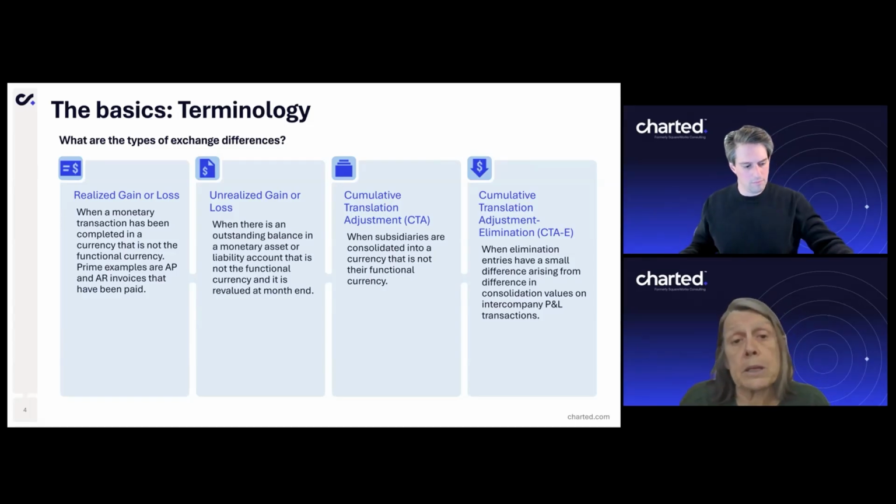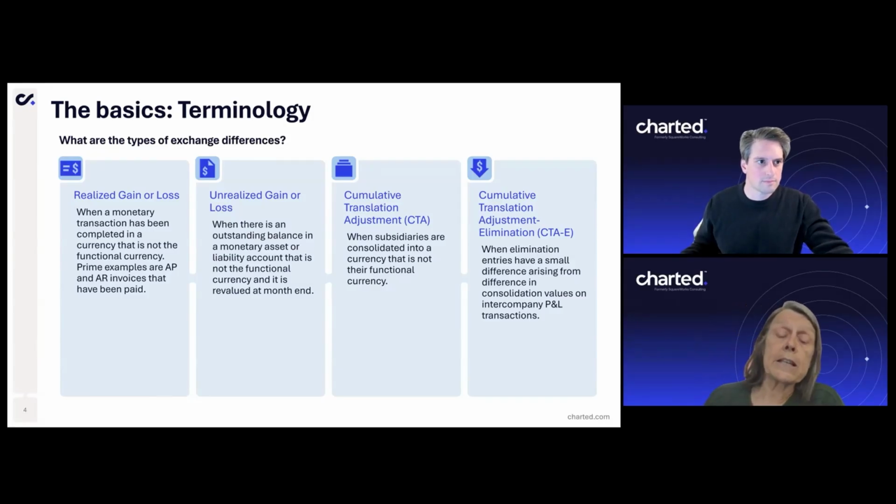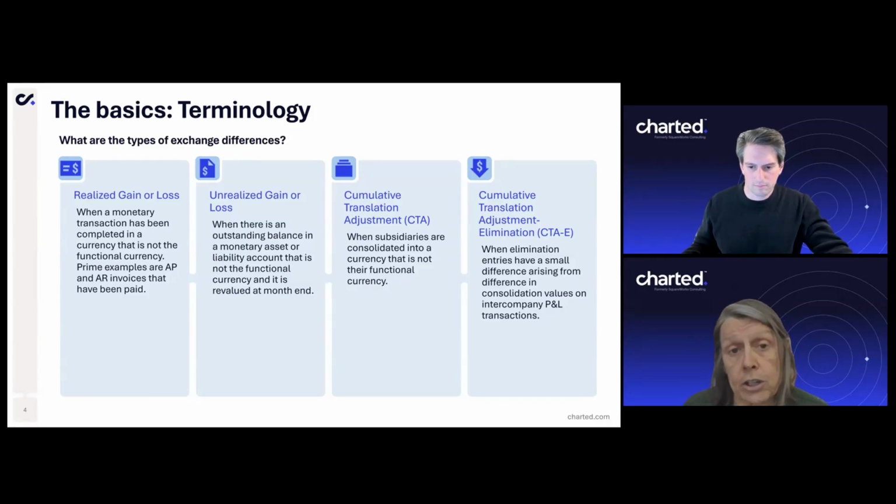Now, because that consolidation happens at different rates for different balance sheet account types, I end up getting an inherent difference, and that goes in the equity section of the balance sheet under currency translation adjustment, or CTA. The last one is when I do eliminations. There might be small differences when I eliminate. So what am I eliminating really quickly? I eliminate intercompany items. So I eliminate intercompany assets, intercompany liabilities, intercompany income, and intercompany expense.